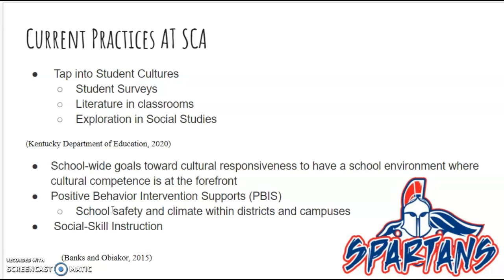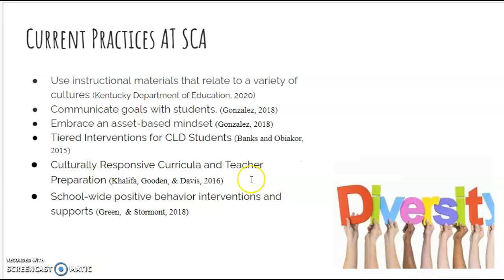School-wide goals toward cultural responsiveness to have a school environment where cultural competence is at the forefront. Showing positive behavior intervention supports, such as PBIS. The goal of this is to help promote school safety and climate within districts and campuses alike. And then social skill instruction. So really taking those students and showing them how to socially interact. We see a lot of this with our GT students that tend to use this one-on-one social interaction skill education.